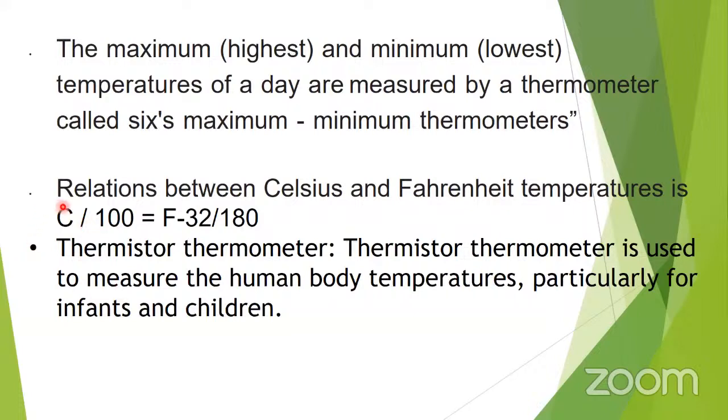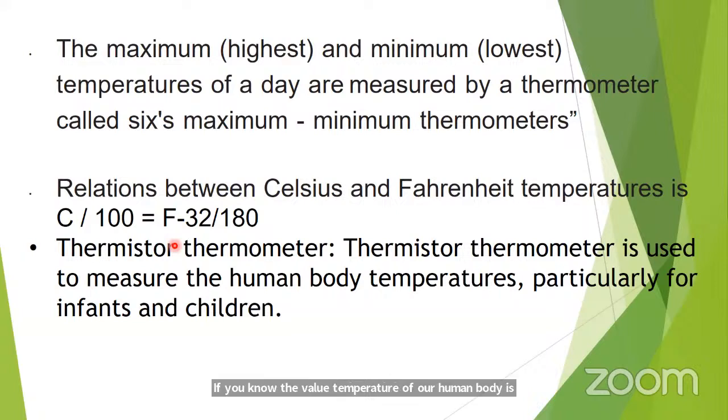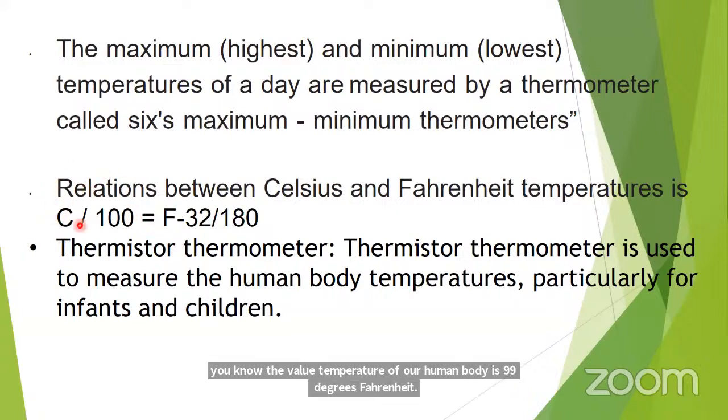If you know the value of temperature in degrees Celsius, how do you convert that into Fahrenheit? If you know the value, the temperature of our human body is 99 degrees Fahrenheit, but how do you express that into Celsius?